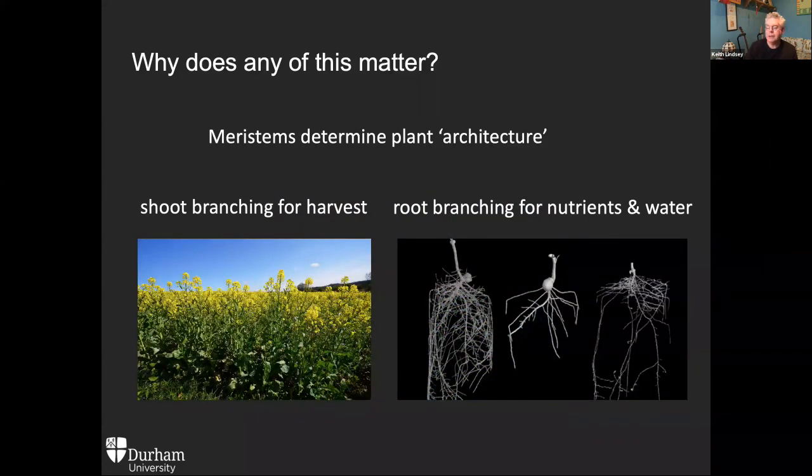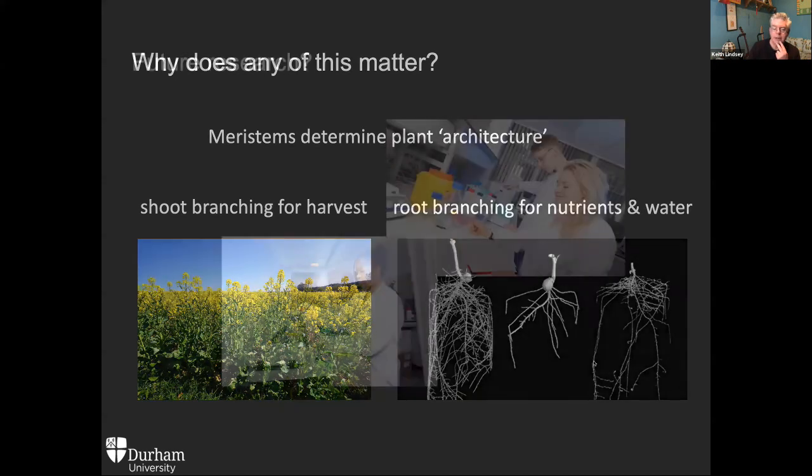The other thing is meristems determine the architecture of plants, which is of agronomic importance. So farmers develop machinery to harvest plants that have particular architectures. Maybe you can improve yield by regulating shoot branching. Maybe you can improve yield by regulating the architecture of the root systems in response to a lack of certain nutrients or lack of water. So the underpinning science is actually of some practical value.